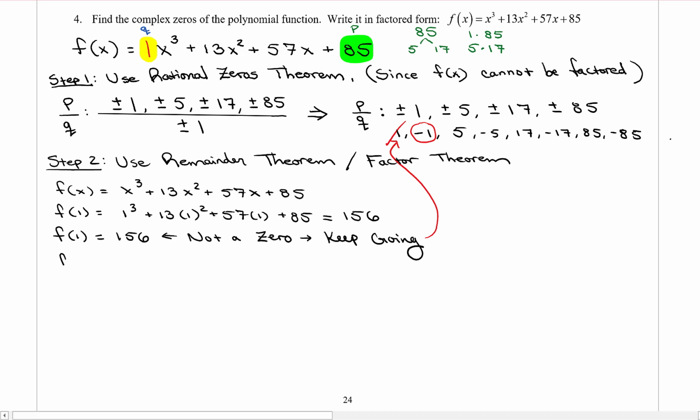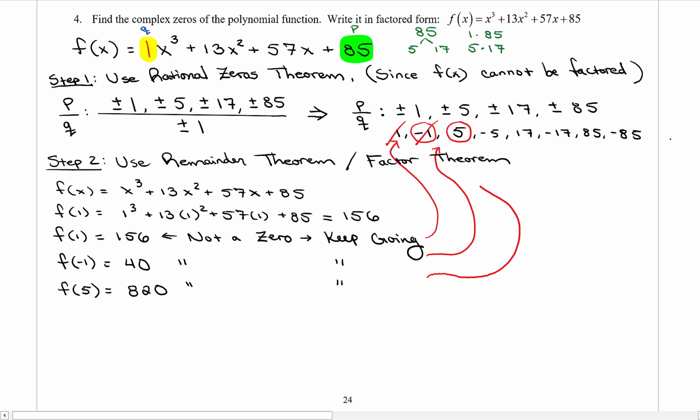My next one is -1. F of -1, plug it in. I would just go ahead and plug this into your calculator. I got f of -1 is 40. It's not a 0. You keep on going. Let's try f of 5. F of 5 is equal to 820. That is not a 0. We keep on going. Let's try -5. F of -5 is equal to, yes, it's a 0. Yay.